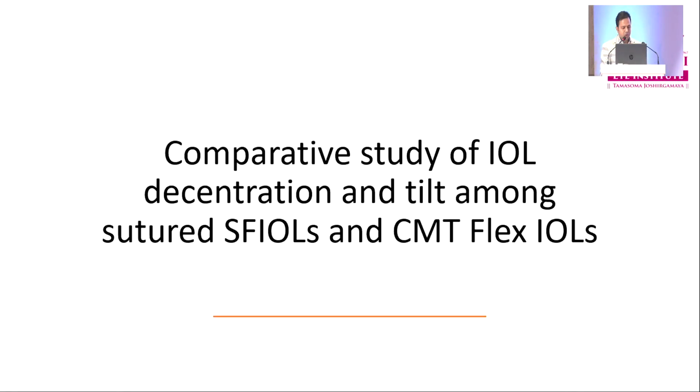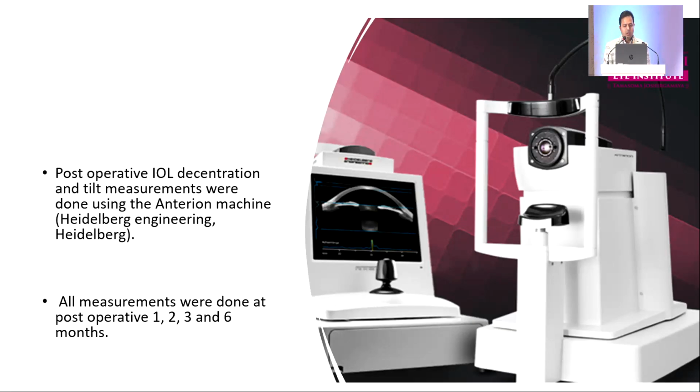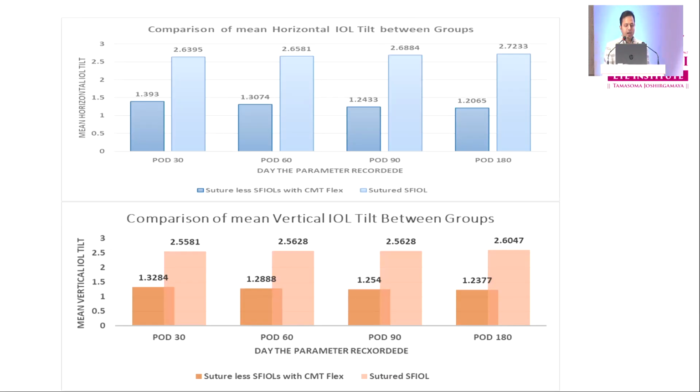So this was our own study, which is about to get published, a comparative study of sutured decentration and tilt. So we compared it with the 2-point fixation scleral technique with the help of Anterion machine and ImageJ software. The study had almost 43 cases in both the groups, and the CMT group had significantly lesser incidence of decentration and tilt both.